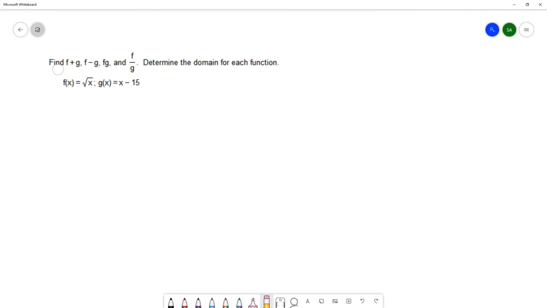On this question, we want to find f plus g, f minus g, f times g, and f divided by g. And we also want to determine the domain for each function. So I'm going to start by finding the domain of each individual function we're given. F of x is square root of x, and g of x is x minus 15.